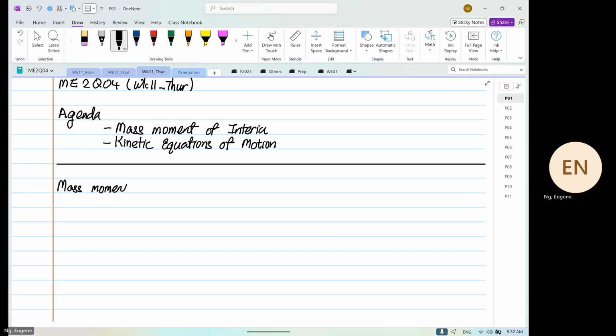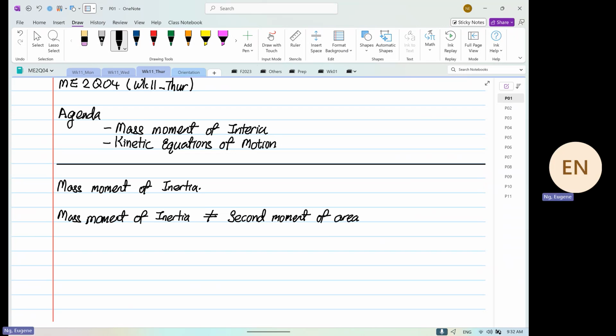So the first thing we are going to talk about is the mass moment of inertia. And I'd like to clarify that the mass moment of inertia is not equal to the second moment of area, or sometimes called the second moment of inertia.